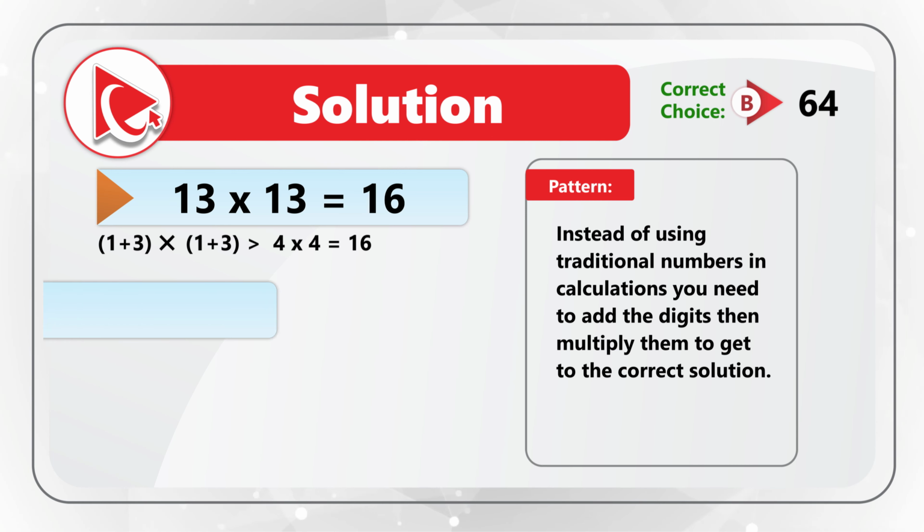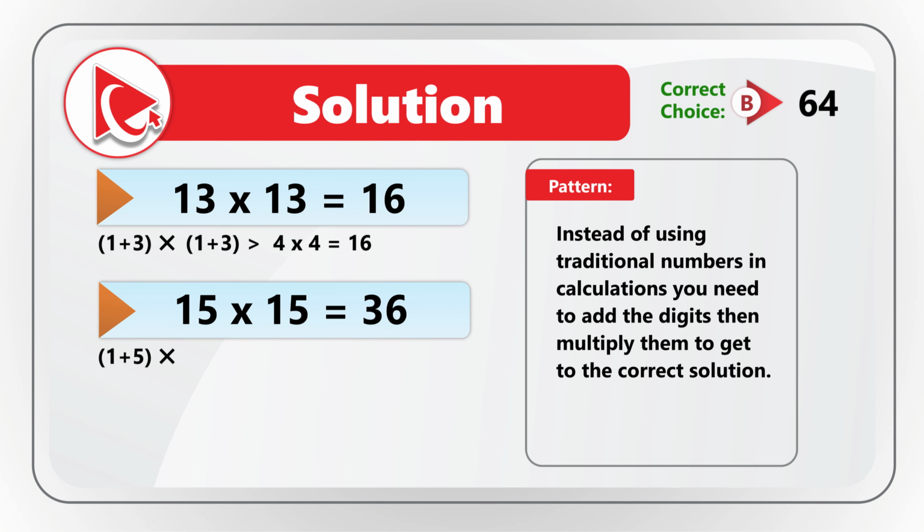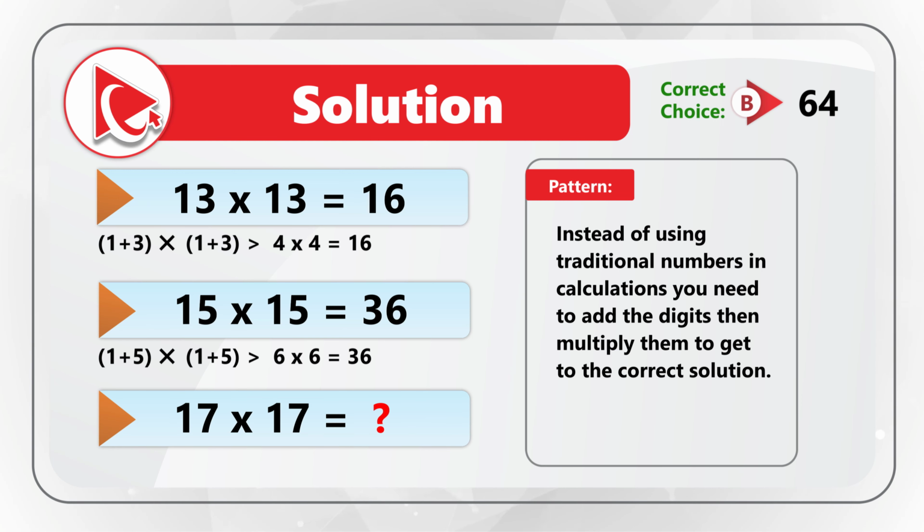For the second expression, you need to add in parentheses 1 plus 5, multiplied by another expression in parentheses 1 plus 5, which would be equal to 6 multiplied by 6, which would equal 36. To calculate the final expression, you need to add 1 plus 7, which would be equal to 8, multiplied by another expression 1 plus 7, which would be equal to 8 multiplied by 8, and it would be equal to choice B, 64. What was your experience solving this challenge?